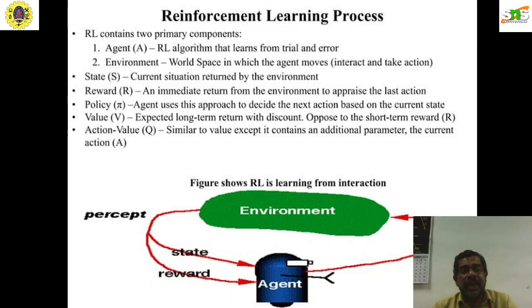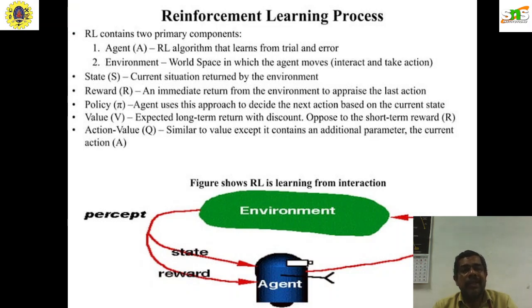Number two is called reward, an immediate return from the environment to appraise the last action. If the agent did something positive, something good, then the agent should be rewarded with a certain value. By that reward, the agent will understand what kind of performance it did and what it should do next. If the agent receives a higher reward value, it can understand that what it is doing in the environment seems good. So giving the reward gives the agent better understanding of the environment.